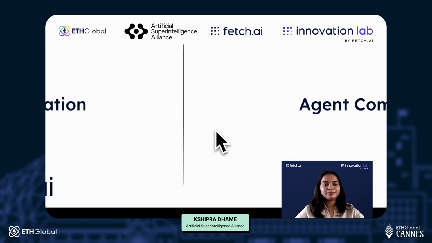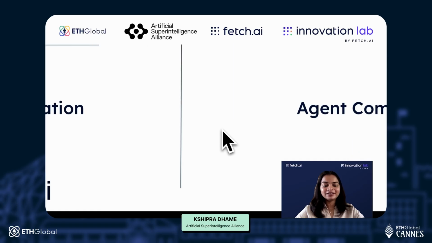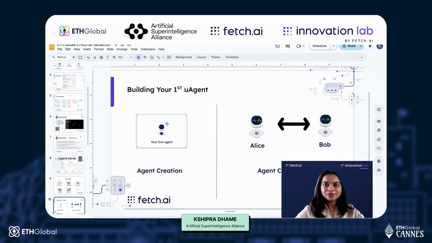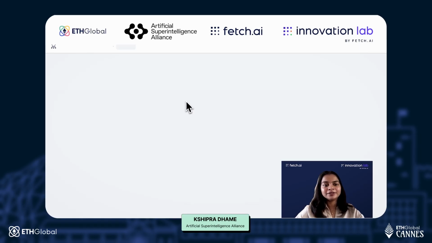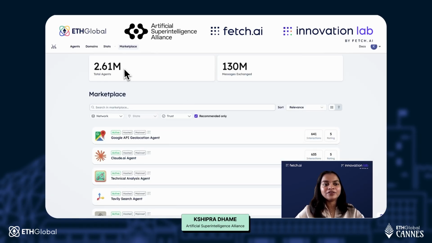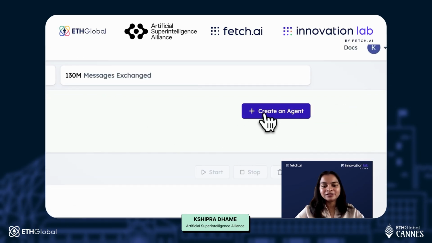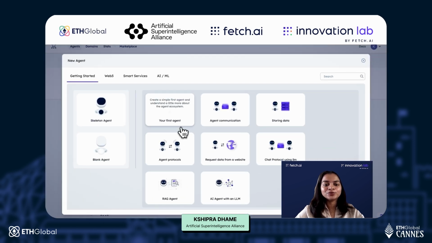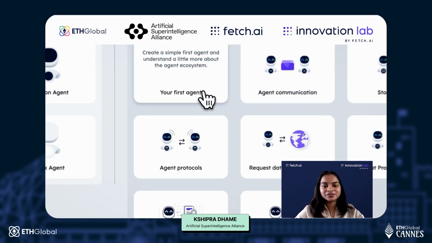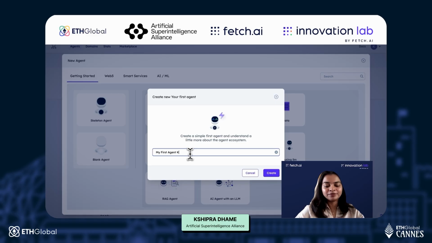Now here comes the fun part. Now we will build our first uAgent on Agentverse. So let's go back again to Agentverse. I will quickly open another window, agentverse.ai. Now, if we go to agents, we will click on create an agent. And over here, you can see some templates already there. I'm simply going to use the first agent template, and I'm going to call this my first agent, Kshipra.